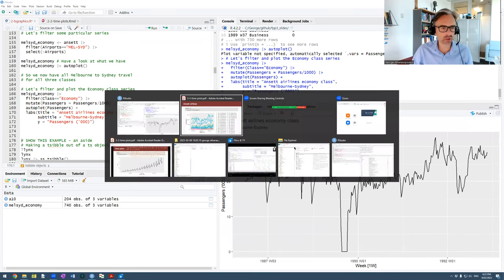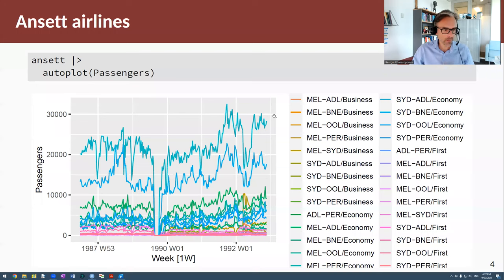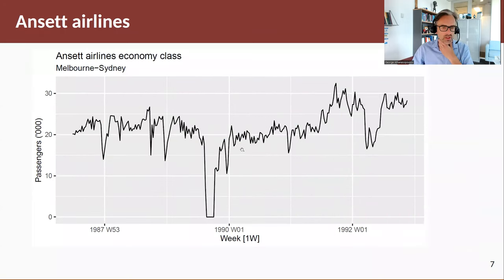So I'll switch over to the slides and comment on that there. Okay, so here's the plot that I'm looking at. And I can see various features. The two that we've spoken about are this bunch of zeros and this dip in the economy class, which was substituted by business class. There's also some other features, some other troughs that I can see.